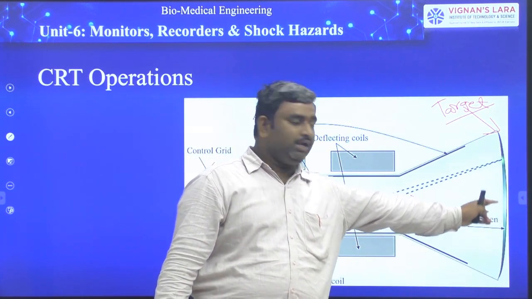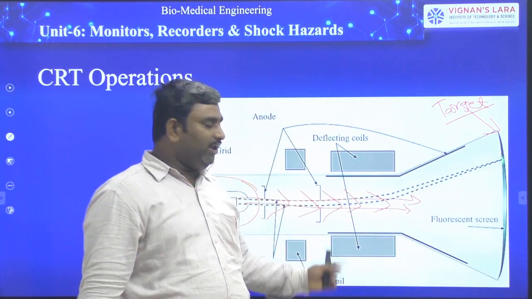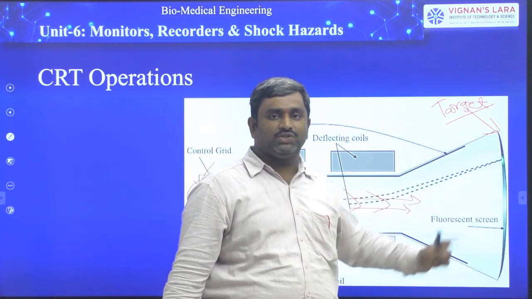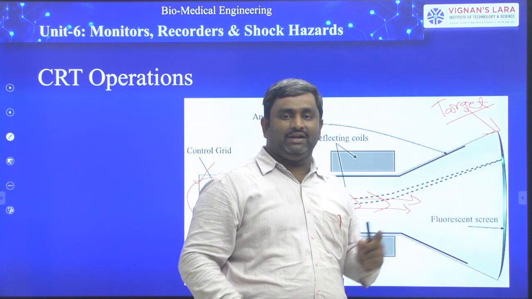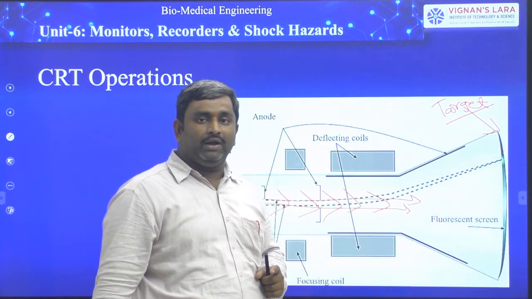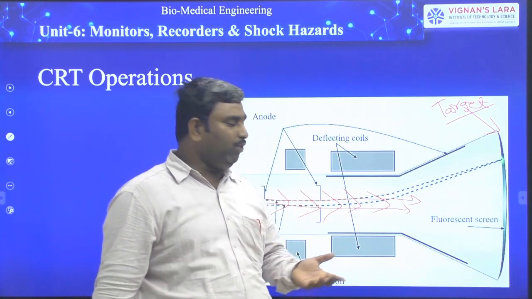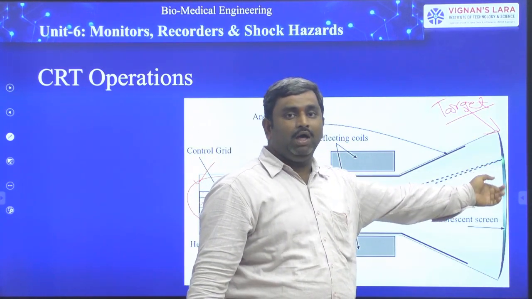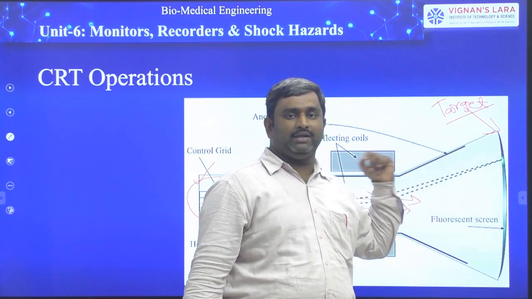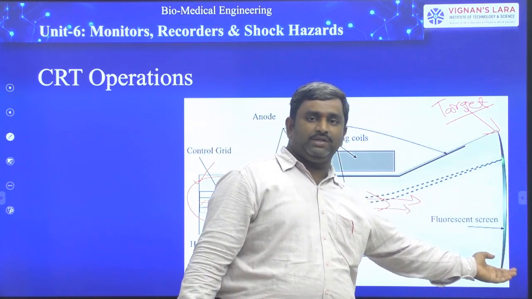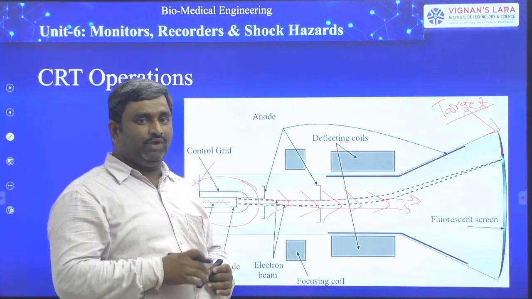There is a target screen. On this target screen, we are placing some phosphorus material. Whenever these electrons touch the phosphorus screen, some light will be emitted. That light is nothing but our tracing information, whatever information you are giving. For example, if you are giving 5 volts, that information will be displayed on the top side with reference to ground, the 0 value, and it will be displayed on the downside if it is the -5 value. Like that, the information will appear.